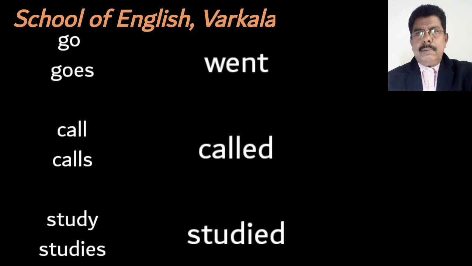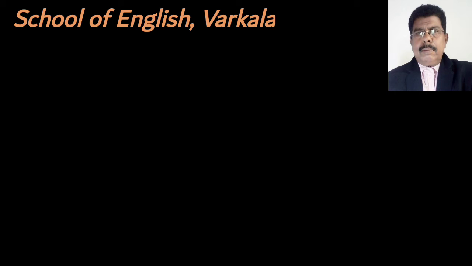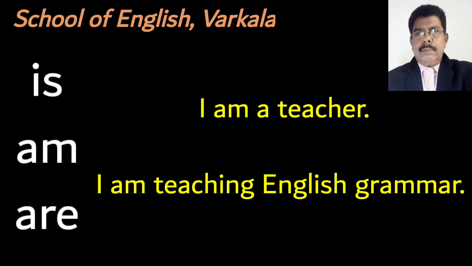Okay, now you see, I have been repeatedly saying auxiliary verbs. What are these auxiliary verbs? Yes, now we are going to see these auxiliary verbs one by one. Okay, look at those on the left side: is, am, and are. Now look at the sentences.